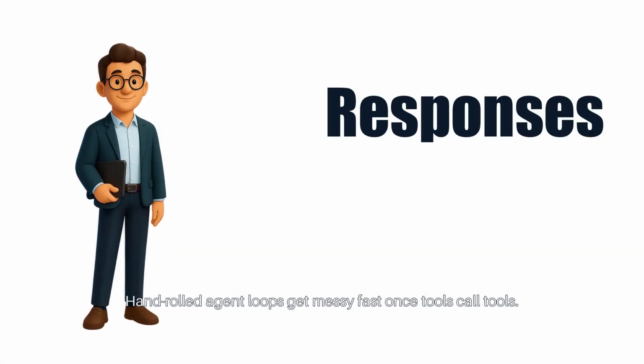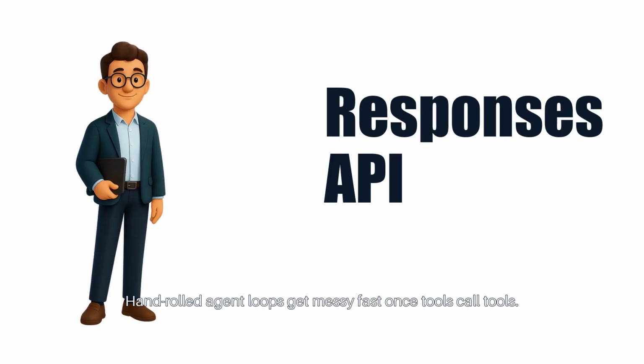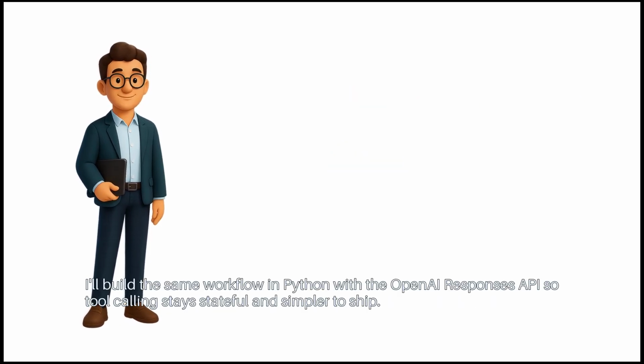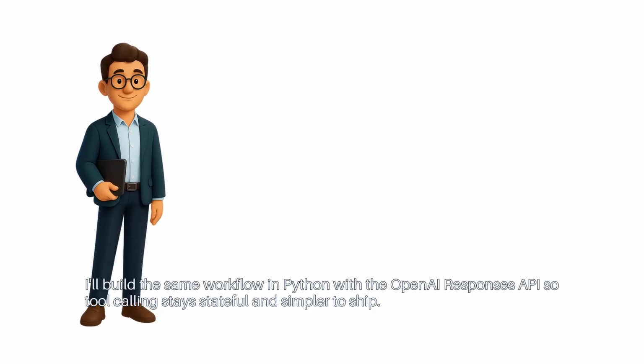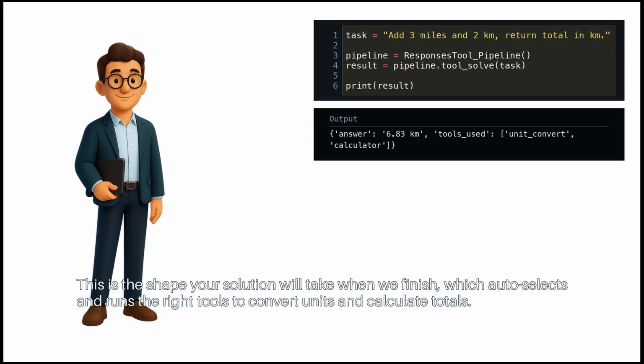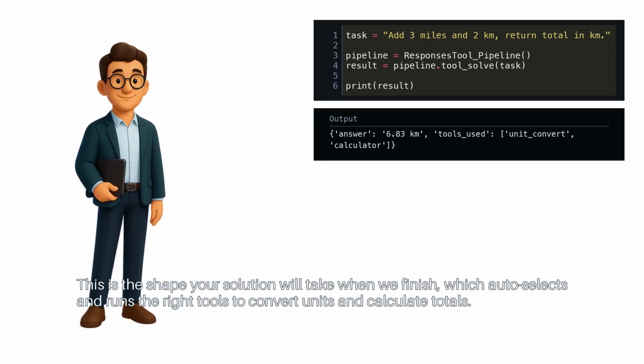Hand-rolled agent loops get messy fast once tools call tools. I'll build the same workflow in Python with the OpenAI Responses API, so tool calling stays stateful and simpler to ship. This is the shape your solution will take when we finish, which auto-selects and runs the right tools to convert units and calculate totals.